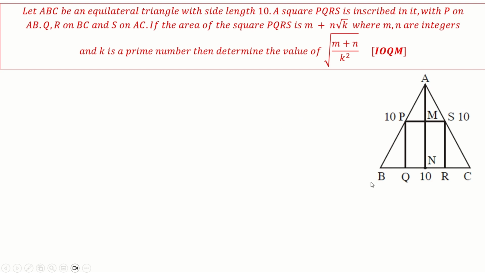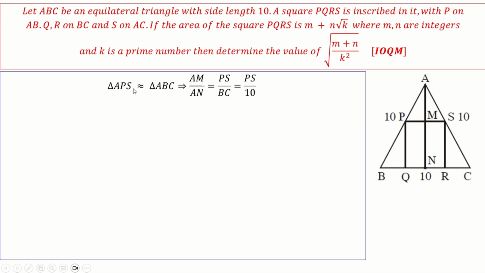Okay. So yeah, this is the diagram. It looks like this. ABC is the equilateral triangle, side 10. PQRS is the square inside the triangle, touching the sides. Okay, and let's say this point is M and this is N. MN is also equal to either PQ or PS because it's a square, right? So first thing is let's get into a single variable equation where that single variable should be the side of this square, any of the sides.